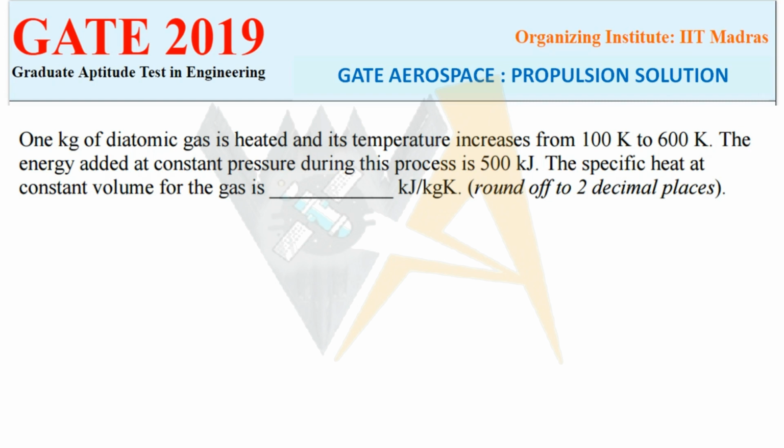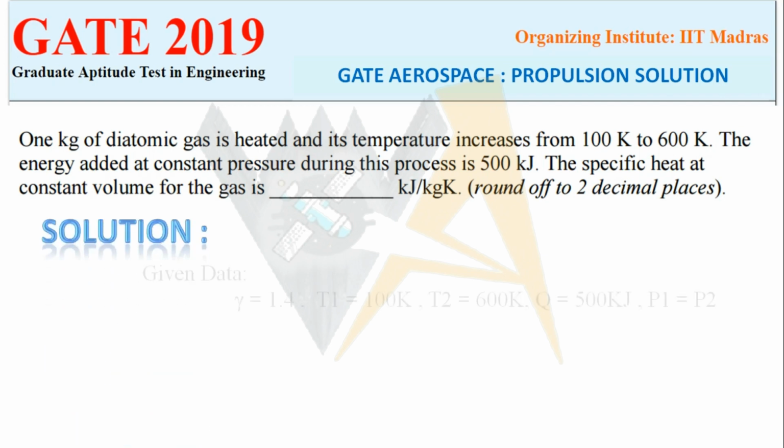Next question. 1 kg of diatomic gas is heated and its temperature increases from 100 Kelvin to 600 Kelvin. The energy added at constant pressure during this process is 500 kilojoule. The specific heat at constant volume of the gas is how many kilojoule per kg Kelvin? We need to find it rounded off to 2 decimal places. Now let's check the solution.